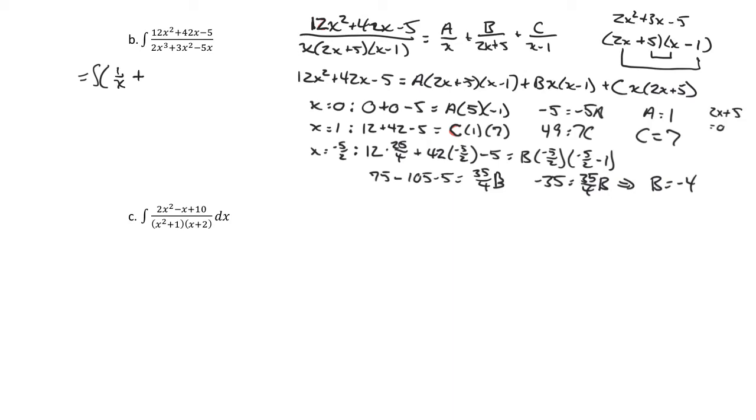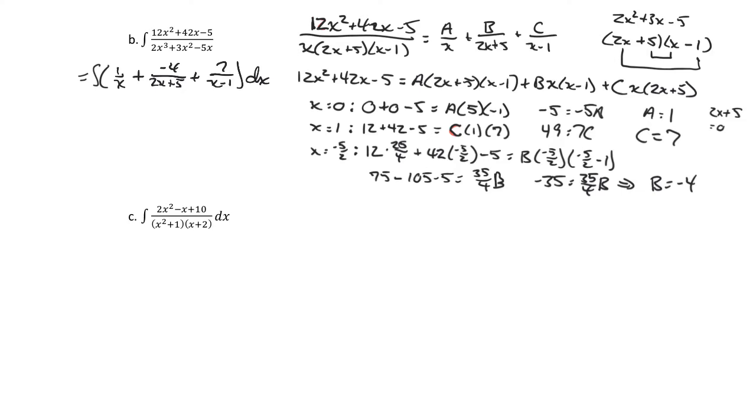Plus b is going to be divided by 2x plus 5. Well, we just figured out what b was. B is negative 4. And then c is divided by x minus 1. And I've lost track of what c is. C was 7, of course. So we get dx there.